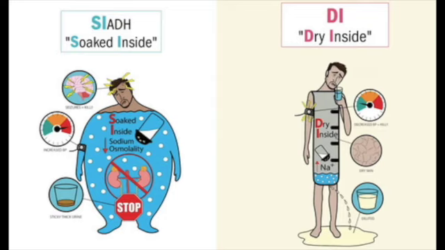For management, you want to treat the underlying cause. Rapid correction of over 0.5 milliequivalents per liter per hour may lead to central pontine myelinolysis or osmotic demyelination. So if you're treating too rapidly, you're going to pull all the water out of the CNS, which will lead to that. Mild, you want to do water restriction.